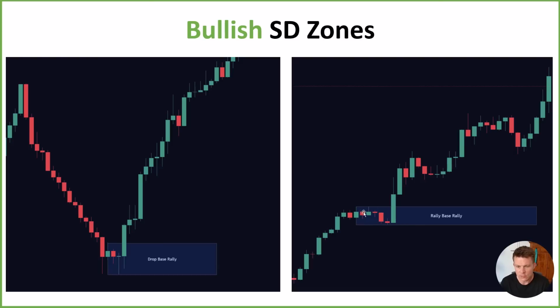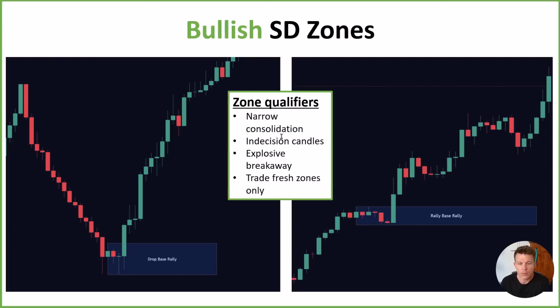But what makes those zones great zones? We are using a few zone qualifiers that help us identify the perfect zones every single time. The first zone qualifier is that you want to have a narrow consolidation. So after the initial drop, you want to see that the momentum is dying down. You want to see indecision candles, very small candles, preferably inside candles. And that is showing us the indecision here, the market is pausing. The stronger the breakaway from this little consolidation, the better the zone is.